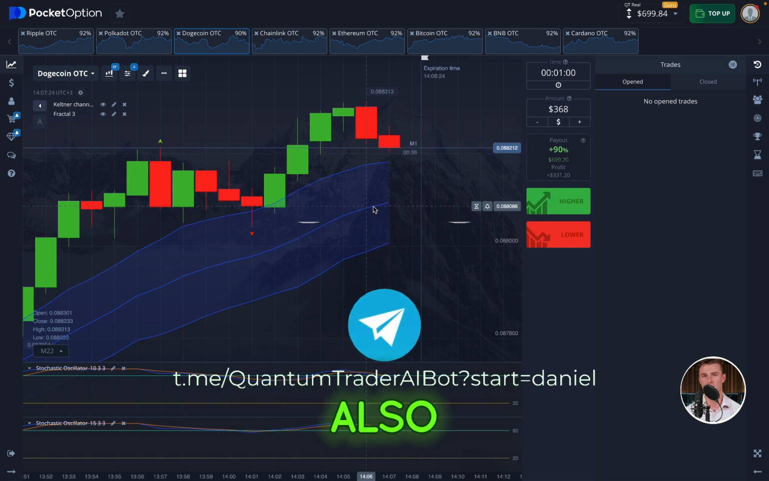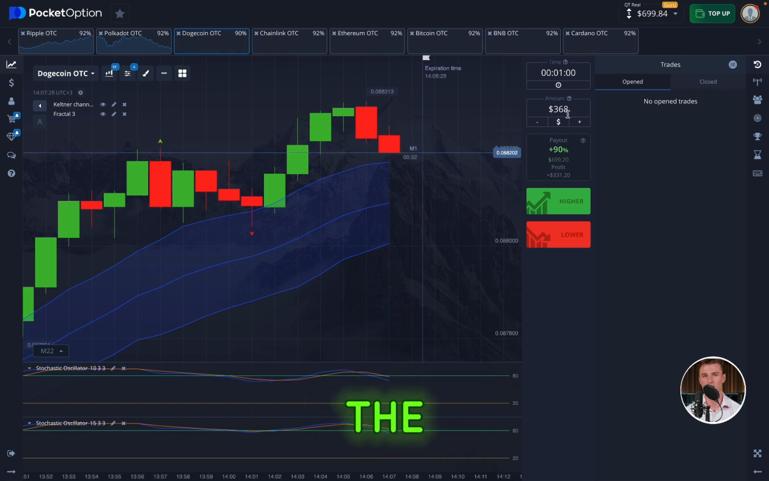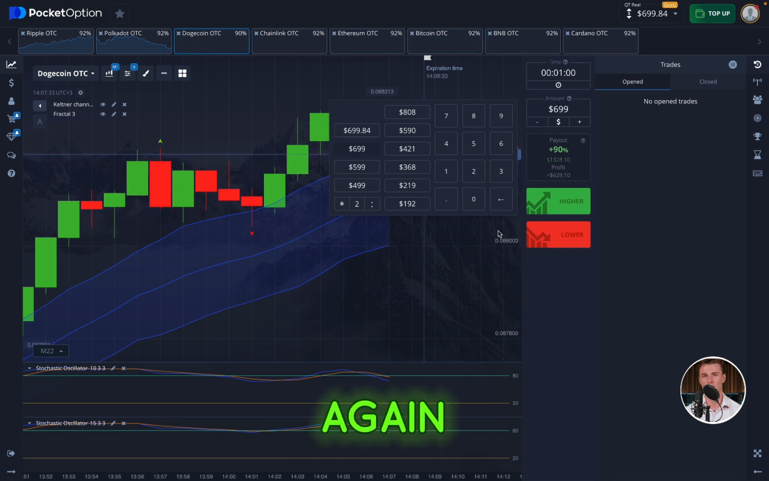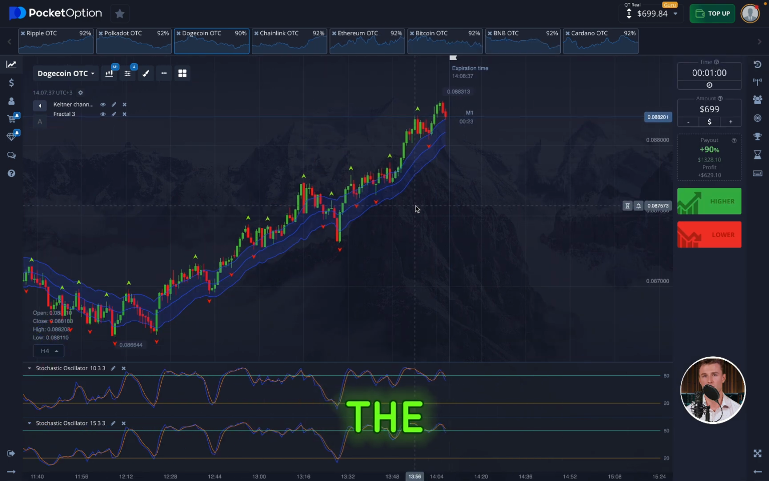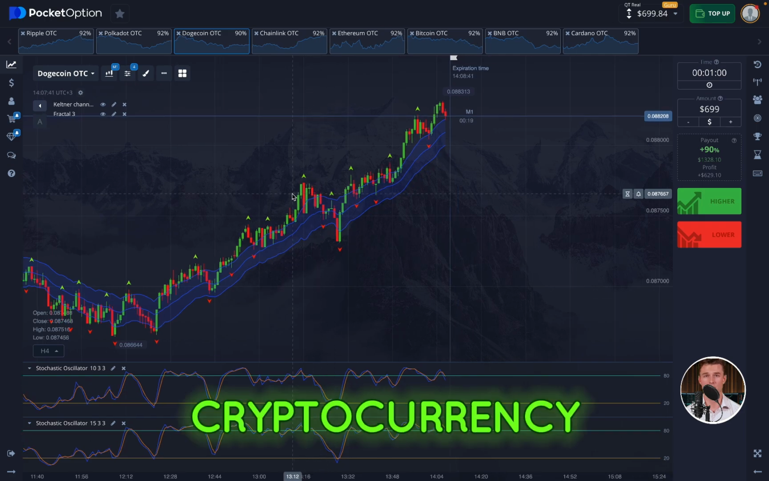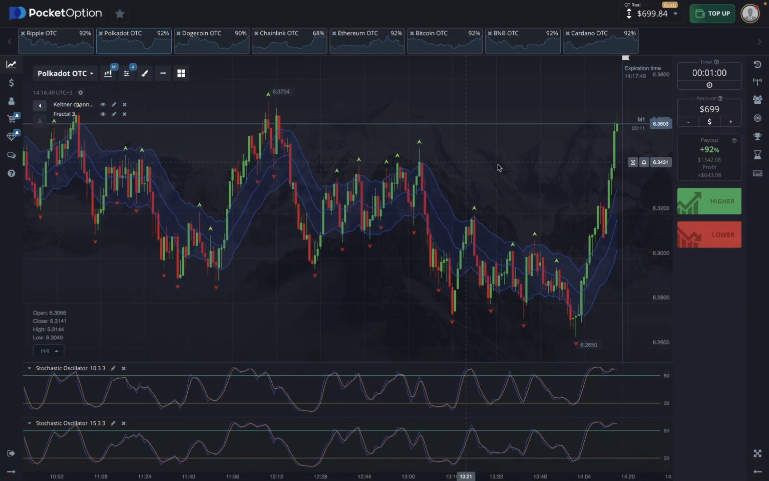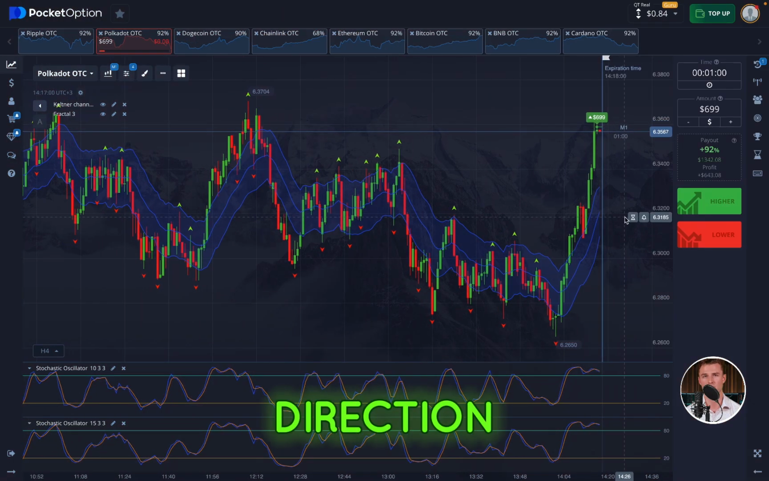Let's also make the next trade again. I will open for the maximum amount of the balance. We will take the risk again. In general, we will select the next entry into the transaction and continue the analysis and select the next cryptocurrency. And let's try to open a deal to increase in the direction of this momentum.